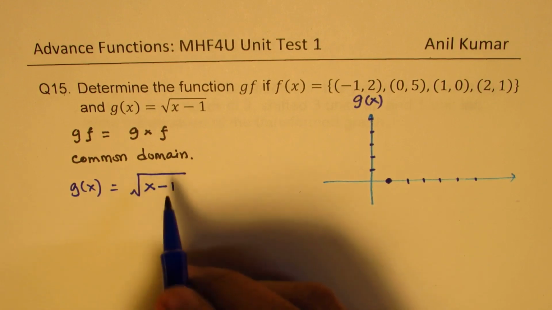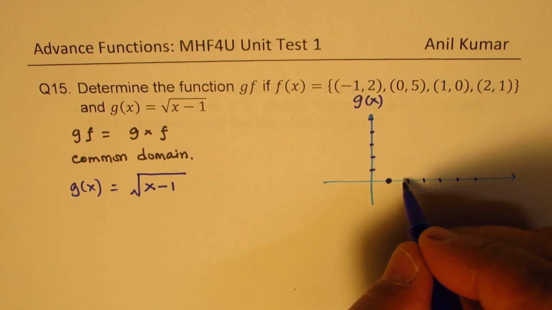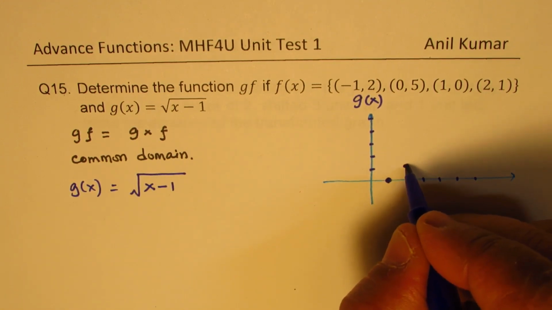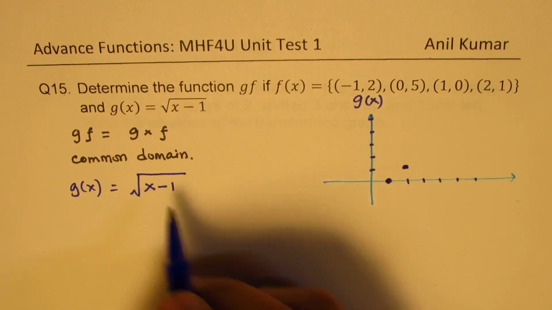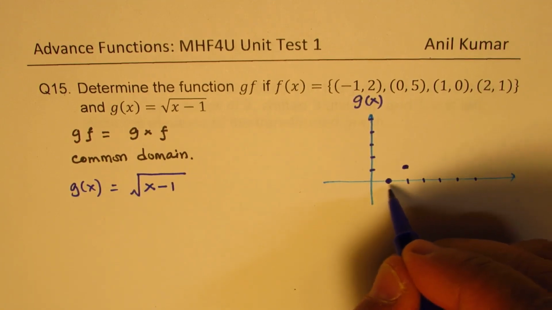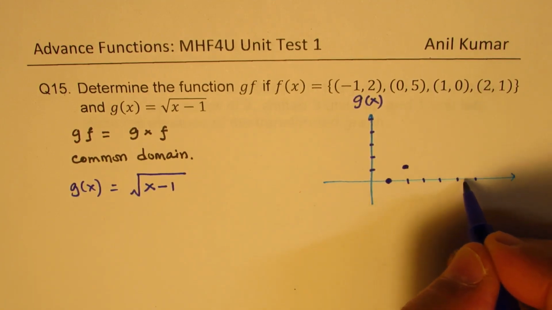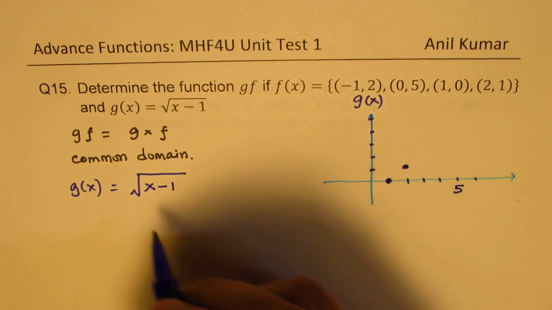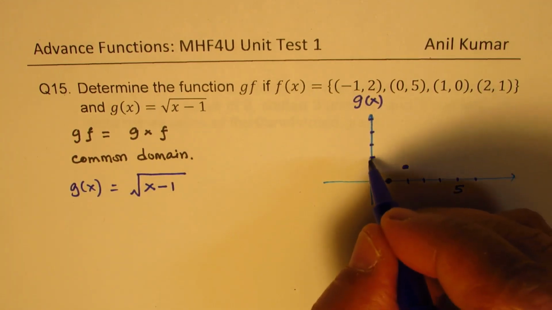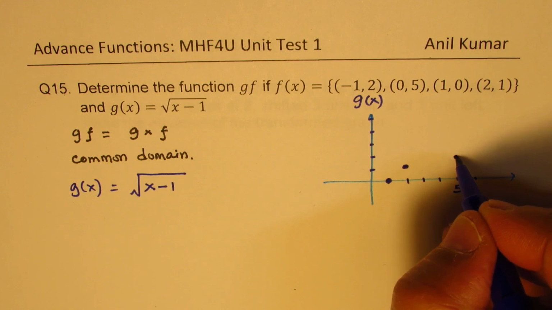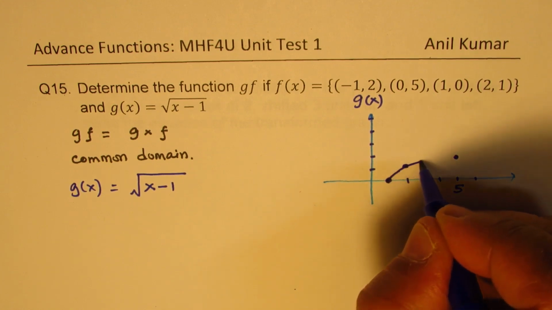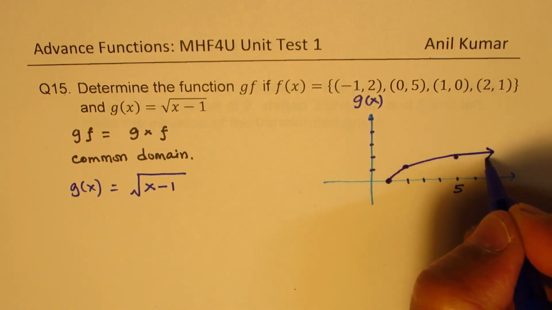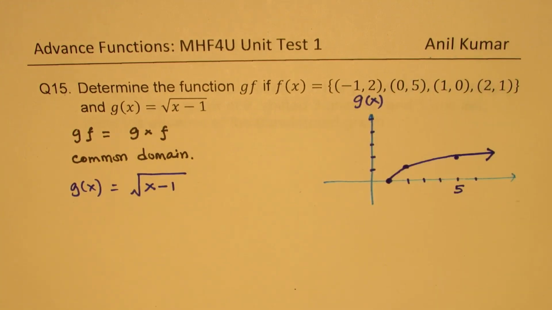If I substitute 2, then I get square root of 1, which is 1. So 3, 4, and if I substitute 5, 5 minus 1 is 4, and the square root will be 2, right? So I get this function kind of like this. So I could draw this function as this. So that is our g of x.